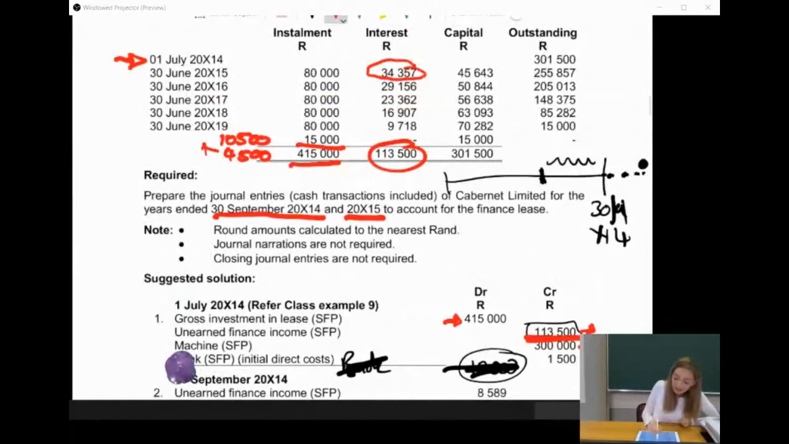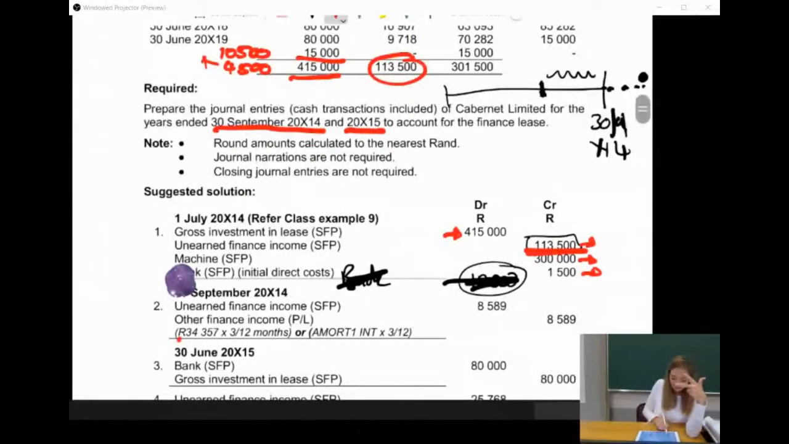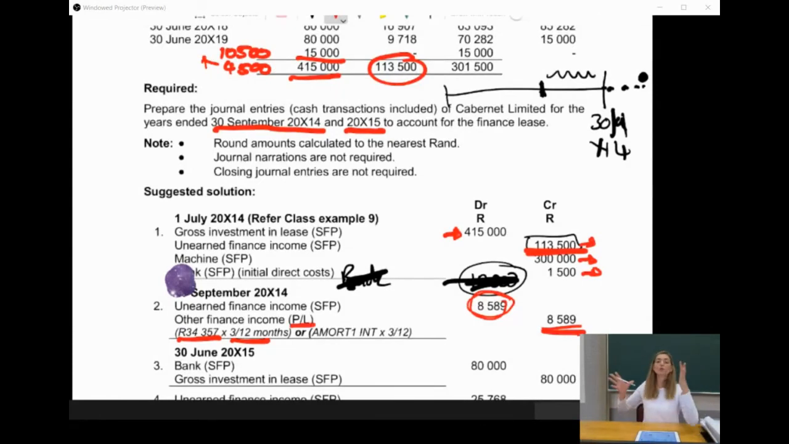So we take this interest amount, the 34357, which remember is now interest for 12 months, but we only earned July, August, September, we only earned 3 months worth of that interest. So we take the 34357, multiply it by 3 over 12, and we say, okay, you guys from unearned finance income, we open the gate, you can go and play in P&L. We release you. We have actually earned that amount of unearned finance income. Okay.